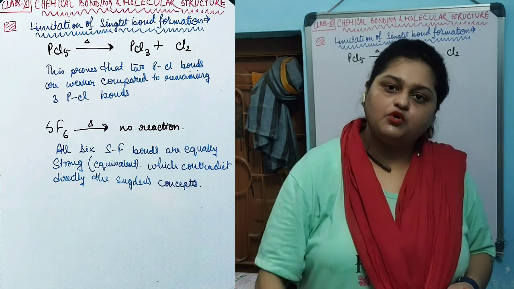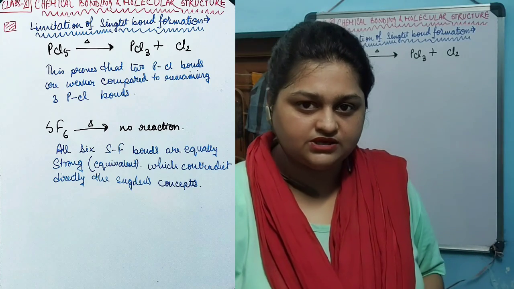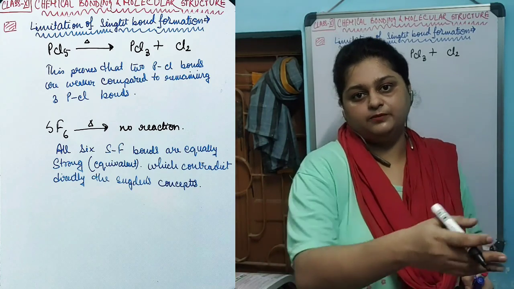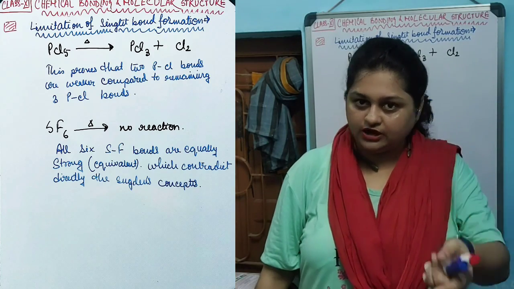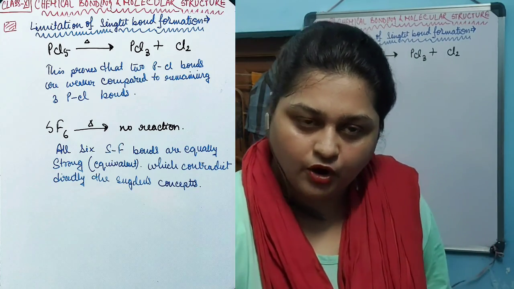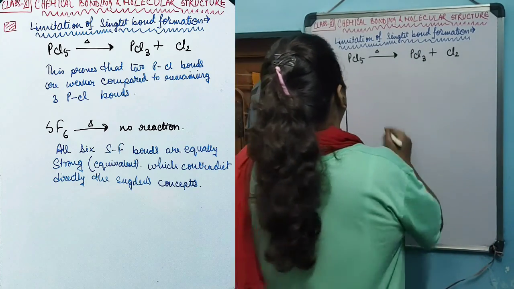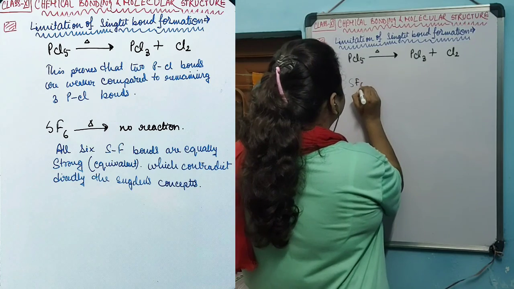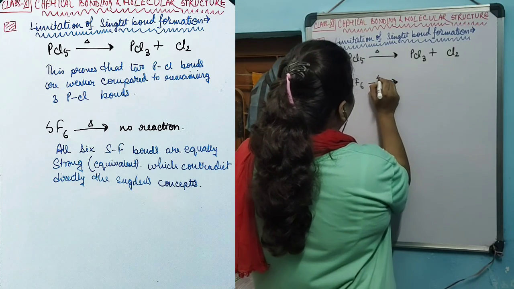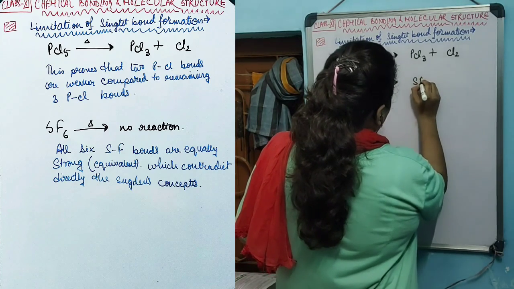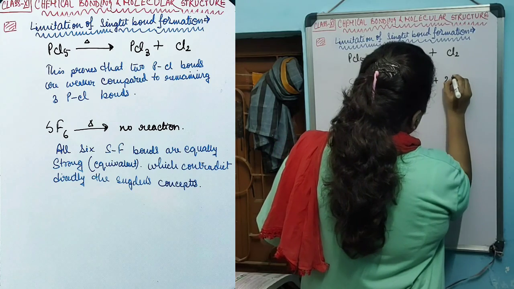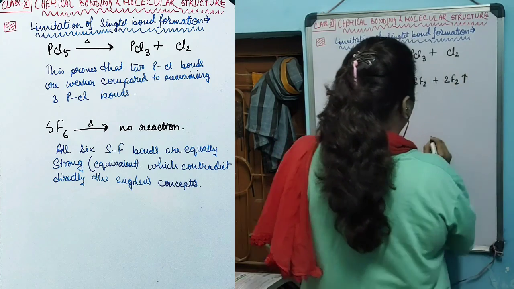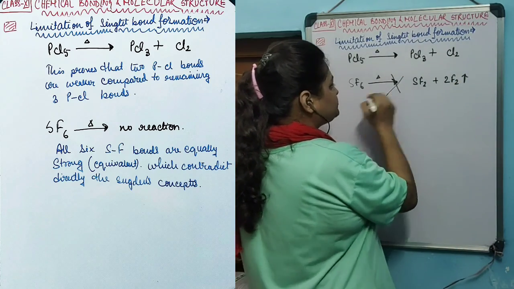out of those 6 bonds, 4 bonds should have been much weaker compared to the remaining 2 normal doublet linkage covalent bonds. Then, if SF6 molecules are heated, SF2 and 2F2 should have been formed. But it is found that this is not the case.